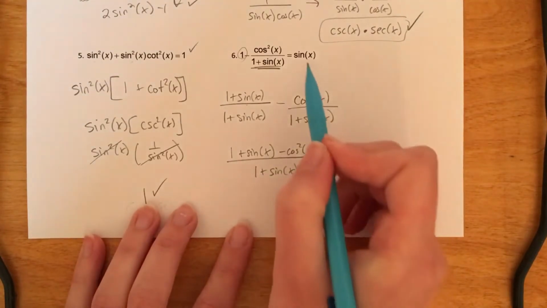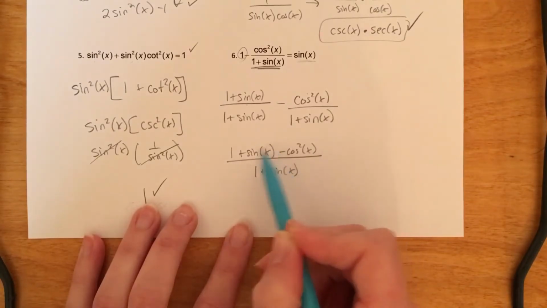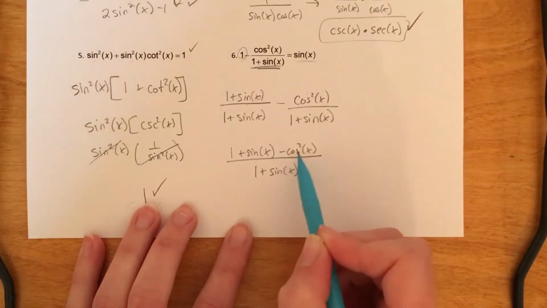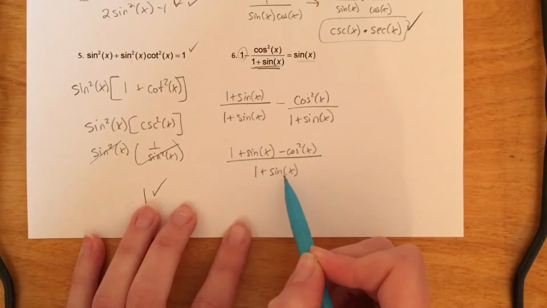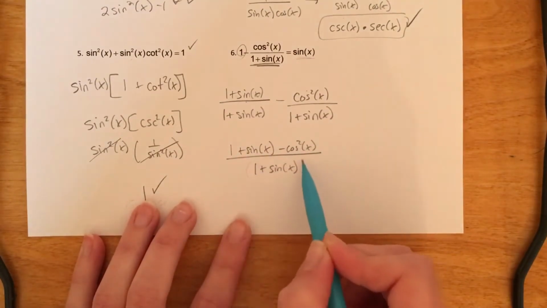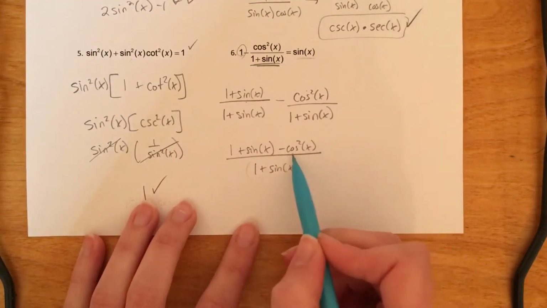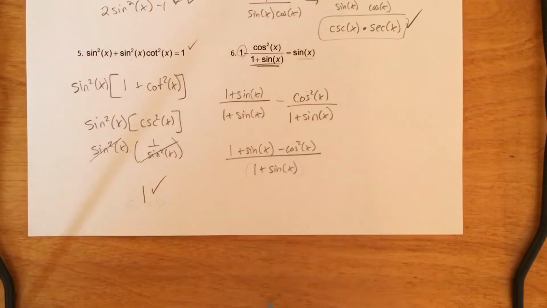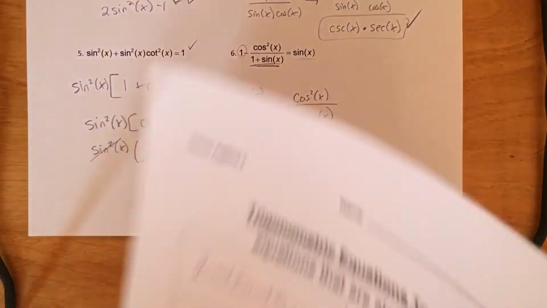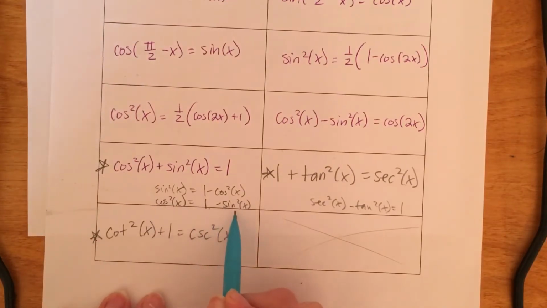I'm trying to get sine all by itself. We can't just cross these things out. First of all, that wouldn't get us what we want, but also we're not allowed to do that unless everything is multiplied on the top and multiplied by another thing on the bottom. So let's change this cosine squared. We've been doing this a lot, changing it from the original Pythagorean identity. Cosine squared, let's change that into 1 minus sine squared.